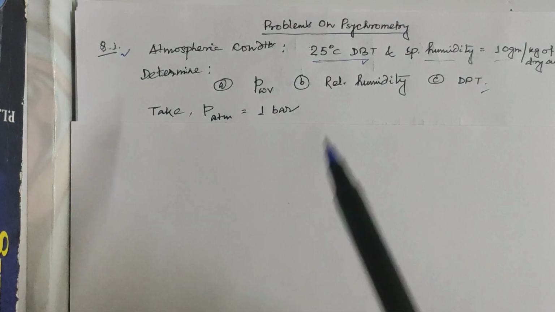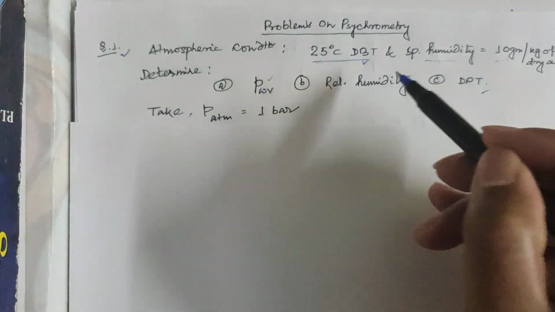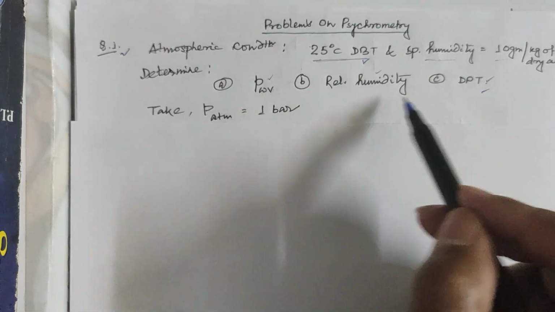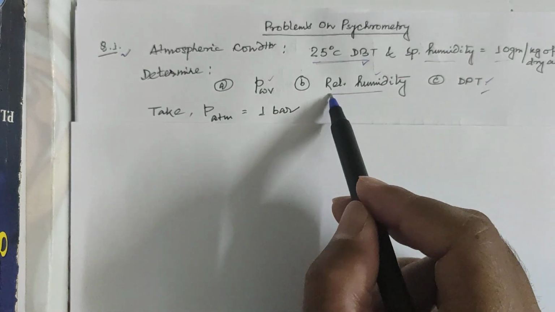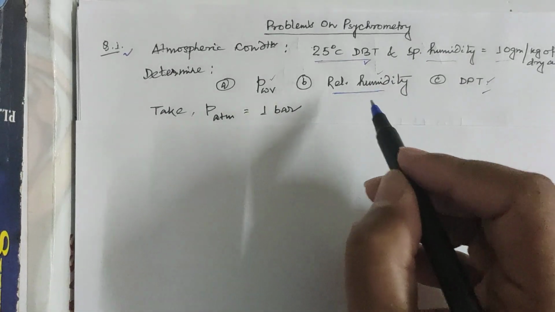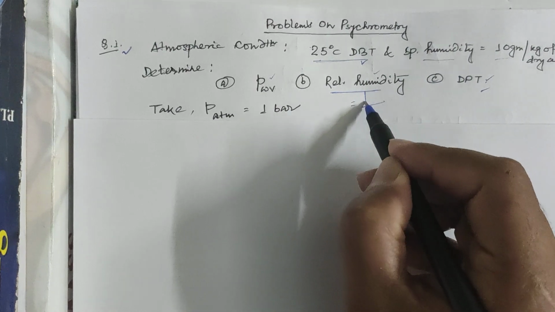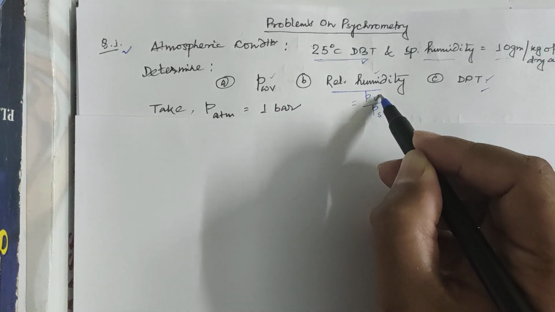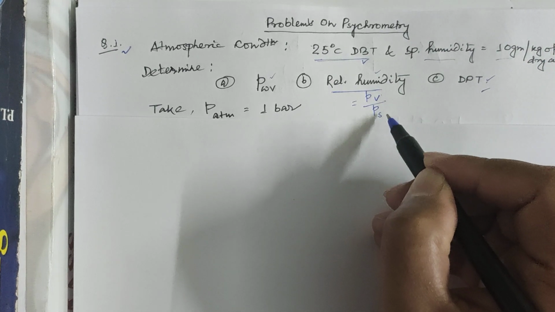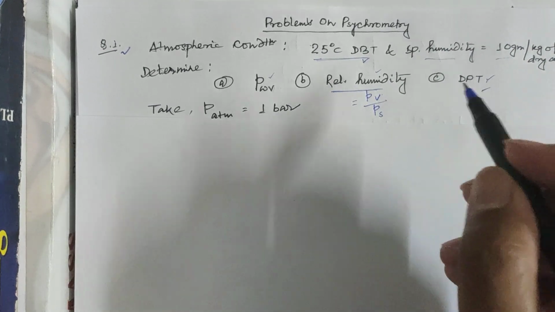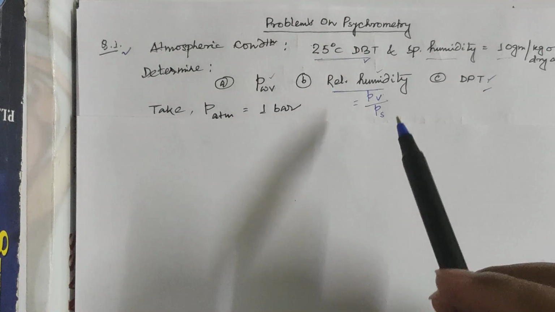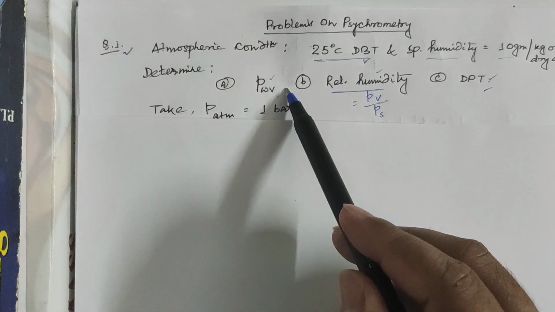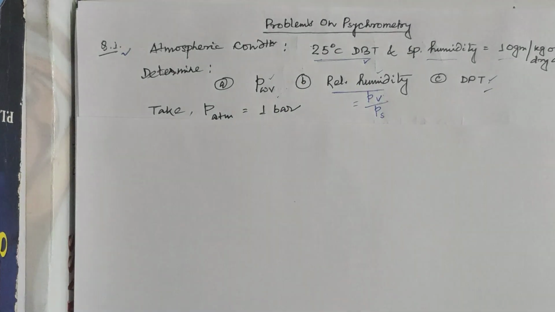So from these two data you have to find out the partial pressure of water vapor, relative humidity and dew point temperature. Now, relative humidity is nothing but the ratio of the partial pressure of water vapor to the partial pressure of saturated vapor, that is, when the water vapor becomes fully saturated at the same dry bulb temperature in a given volume of air. So until and unless we find the partial pressure of water vapor, we cannot calculate the relative humidity.